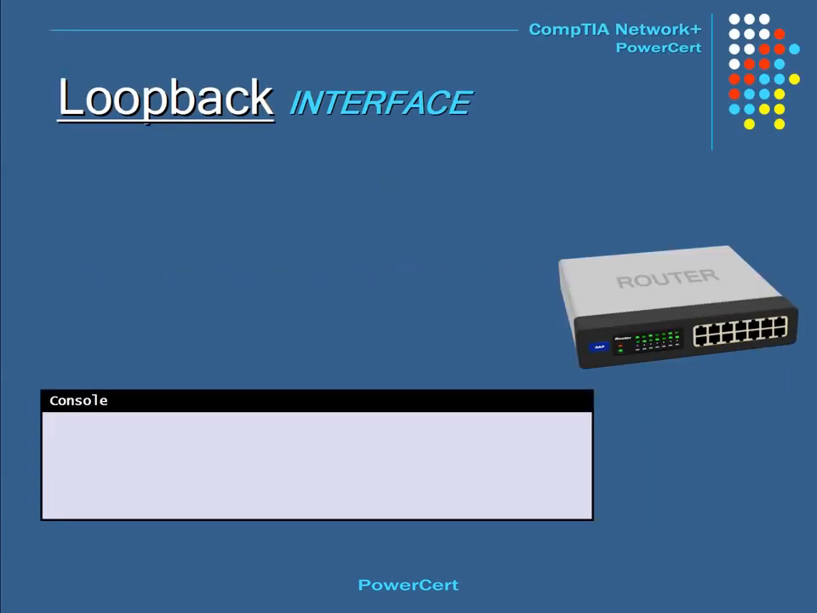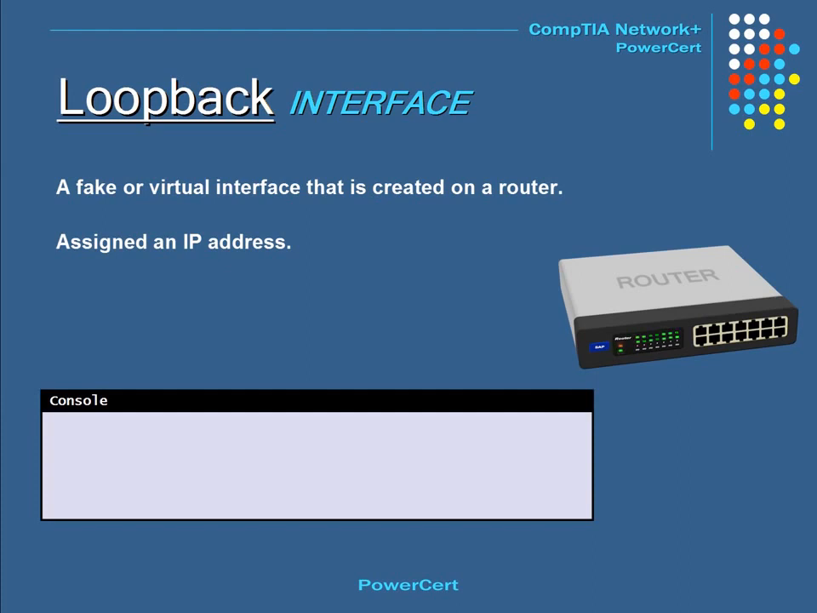For the Network Plus exam, there are a few routing concepts and protocols that you're going to need to know. One of them is called a loopback interface. A loopback interface is a fake or virtual interface that is created on a router. It's not a physical interface, it's virtual. This virtual interface is assigned an IP address of your choice. The purpose of a loopback interface is for testing and administration purposes.